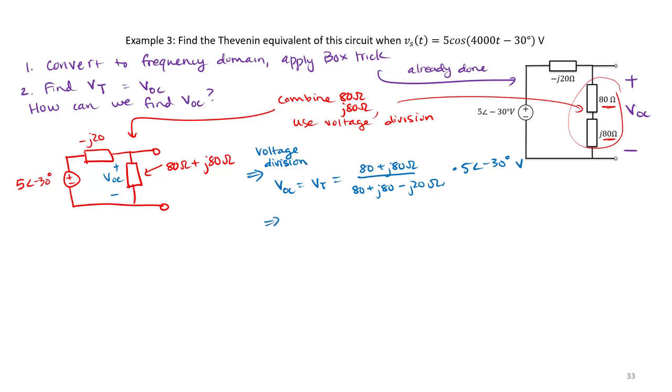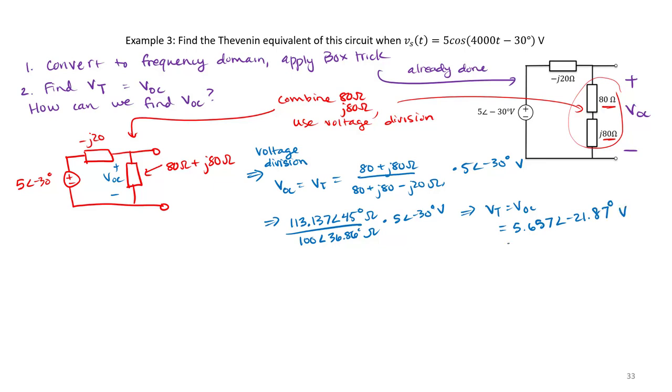If we simplify this and convert various components to polar form for addition, we'll end up with 113.137 angle 45 degrees on top, divided by 100 angle 36.86 degree ohms on the bottom, times 5 angle negative 30 volts, and we'll end up with VT equaling 5.657 angle negative 21.87 degrees volts.